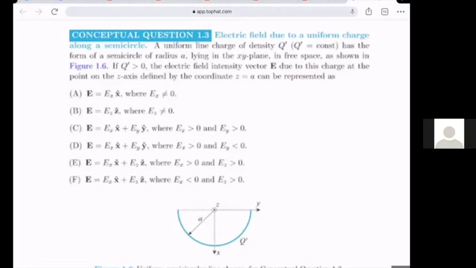Professor, if I may, I thought that's what it meant whenever it says lying in the XY plane. I thought that inherently meant that the line charge is at z equal to 0. But that may just have been a confusion on my part. Okay. It's not very clear, obviously.